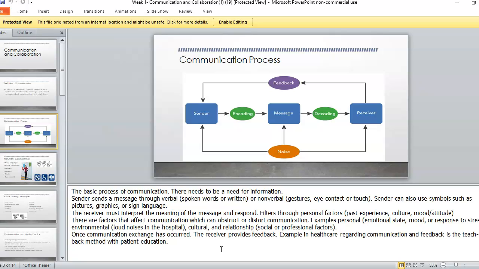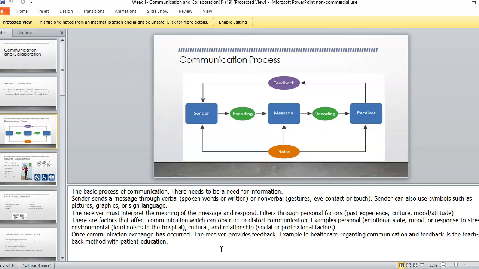So in this basic process of communication, we talk about the need for information and how the sender sends message through verbal, spoken words or written, or nonverbal communication like gestures, eye contact, and touch. So this is very important that we understand that when the receiver interprets the meaning of messages or responds, we have to understand that there might be other things they need to filter through, such as past experiences, culture, mood or attitude, or outside noise or distractions.